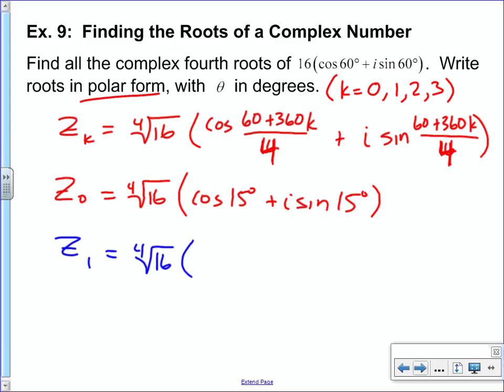Is it 105 or 115? Oh, okay. Yeah. 420 divided by 4. So it's 405. I must have been like, it's 105. Okay. So it's cosine 105 plus I sine 105.